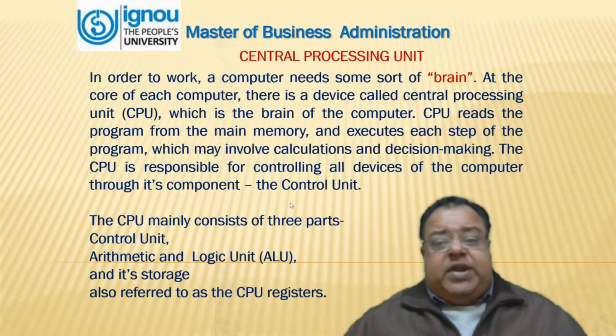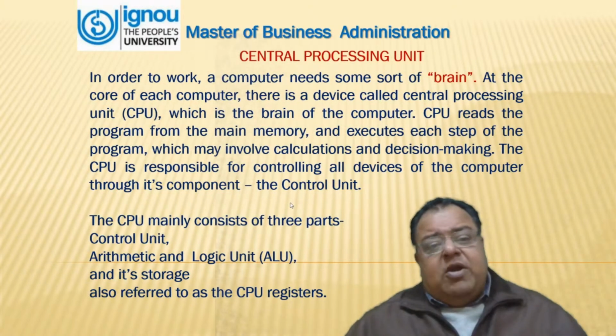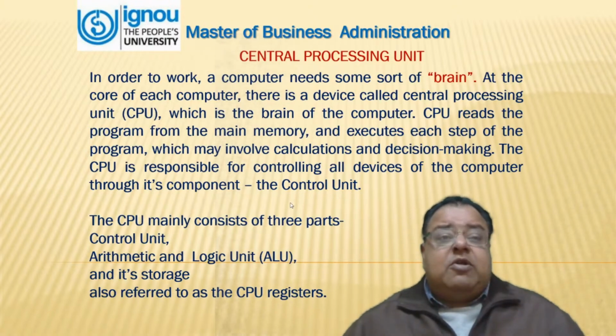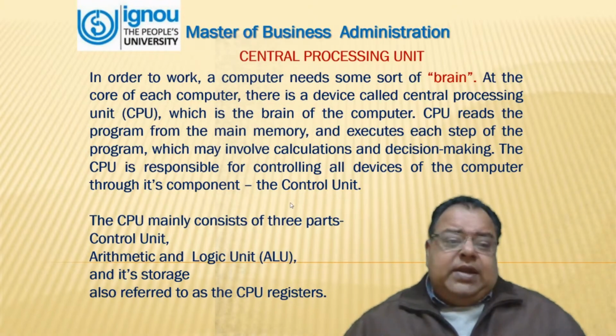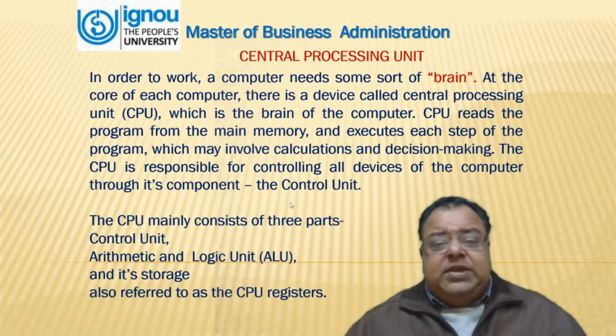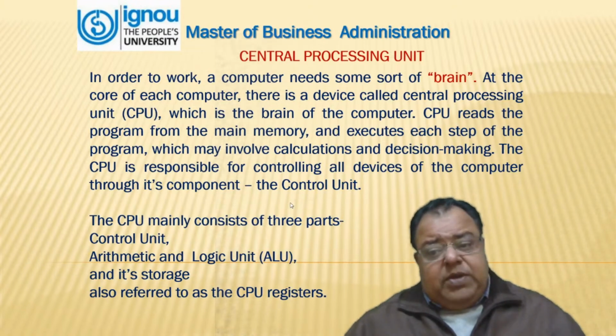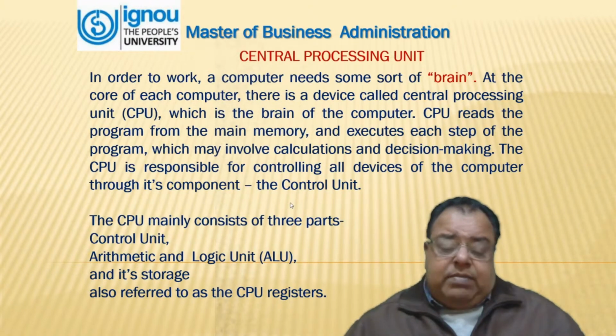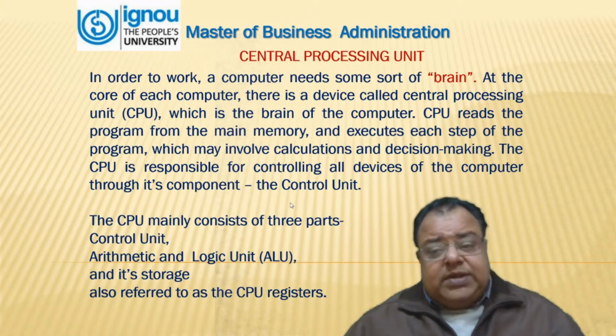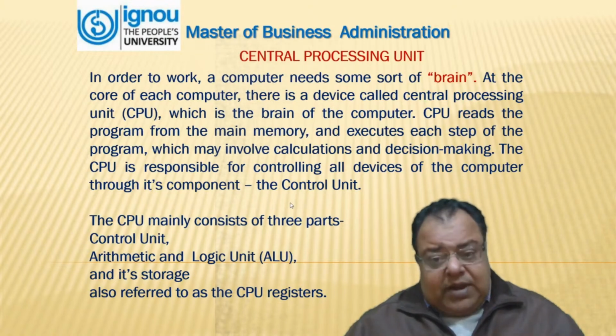Central Processing Unit, that is CPU. In order to work, a computer needs some sort of brain. At the core of each computer, there is a device called Central Processing Unit, that is CPU, which is the brain of the computer. CPU reads the program from the main memory, executes each step of the program, which may involve calculations and decision making.